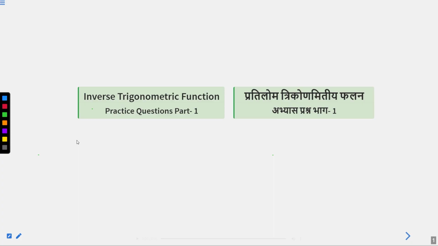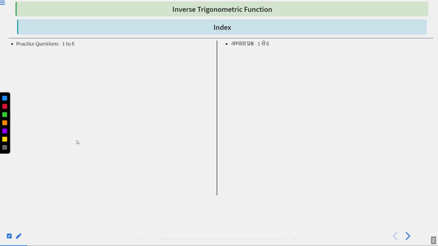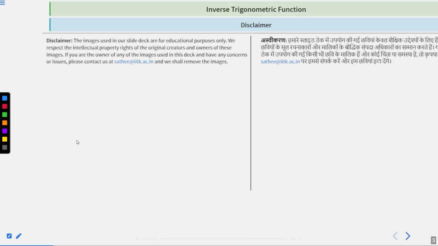So in today's lecture, we will practice some questions based on inverse trigonometric functions. In this class, we will start from question number 1 and we will discuss till question number 6.